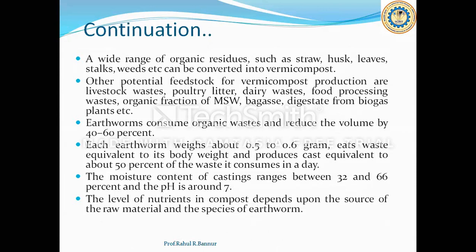An earthworm weighs about 0.5 to 0.6 gram and eats waste equivalent to its body weight. It produces castings equivalent to about 50% of the waste it consumes in a day. The moisture content of castings ranges between 30 to 66% and the pH is around 7. The level of nutrients in compost depends upon the source of raw material and the species of worms used.